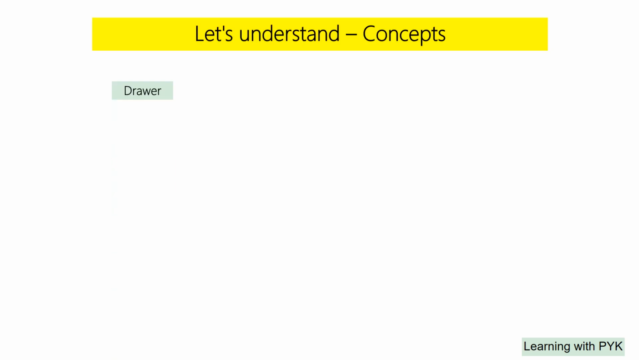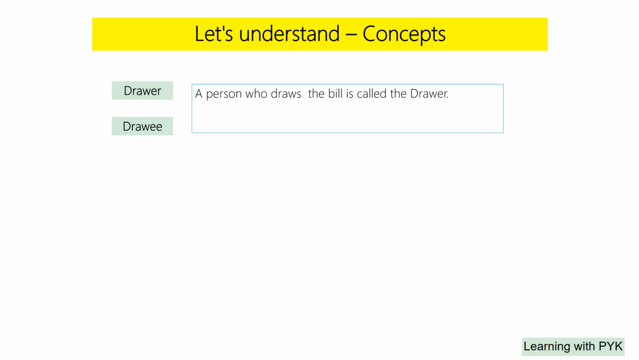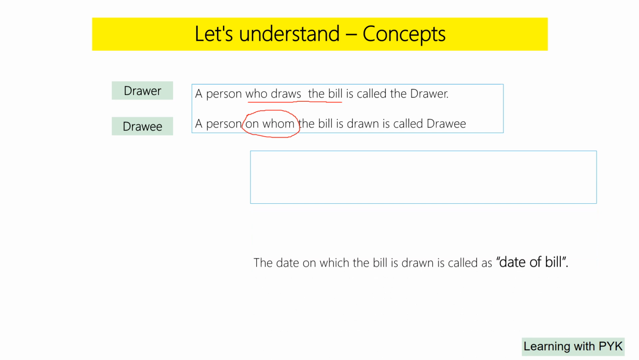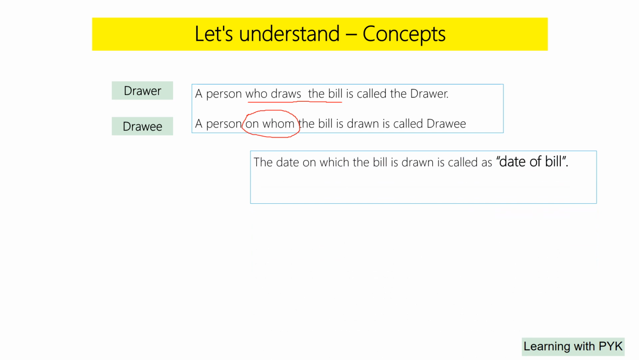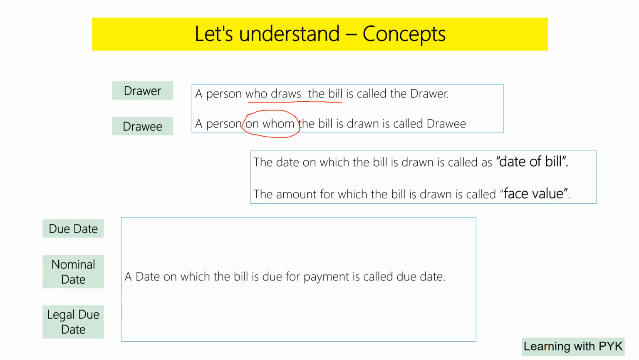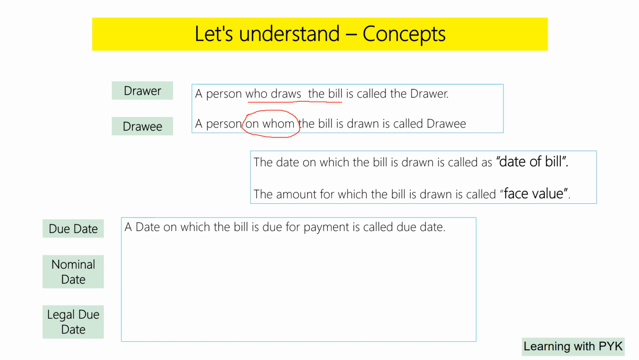Let's understand a few more concepts. In this chapter, we need to understand the difference between the drawer and the drawee. A drawer is a person who draws the bill, and the person on whom the bill is drawn is known as the drawee. Due date of the bill: the date on which the bill is drawn is known as the date of bill, and the face value is the amount for which the bill is drawn. The due date is the date on which the bill is due for payment.